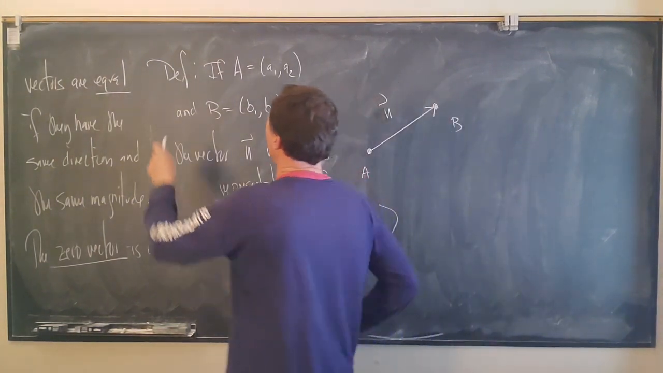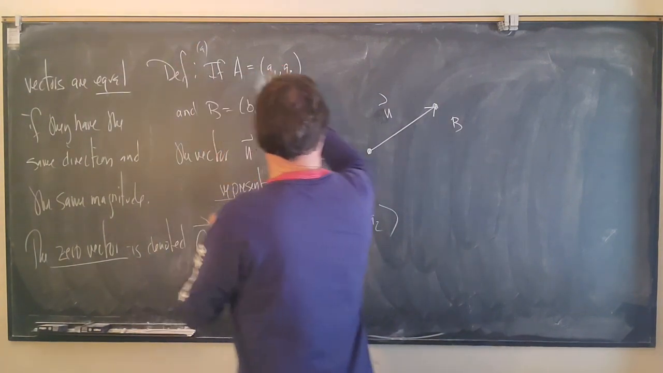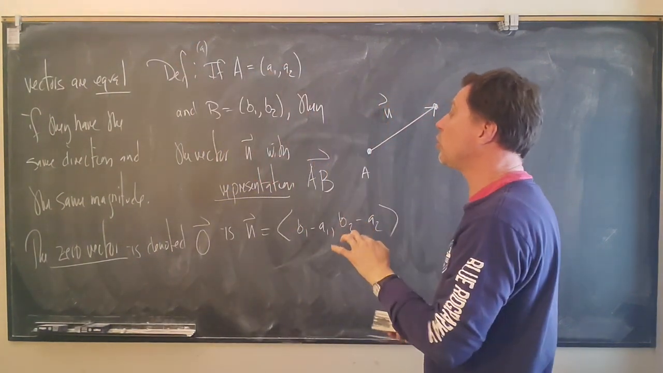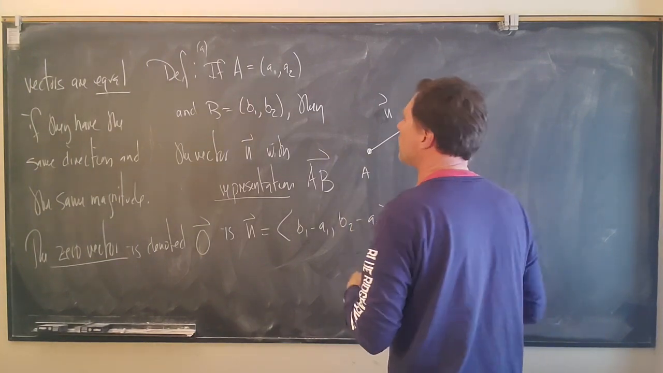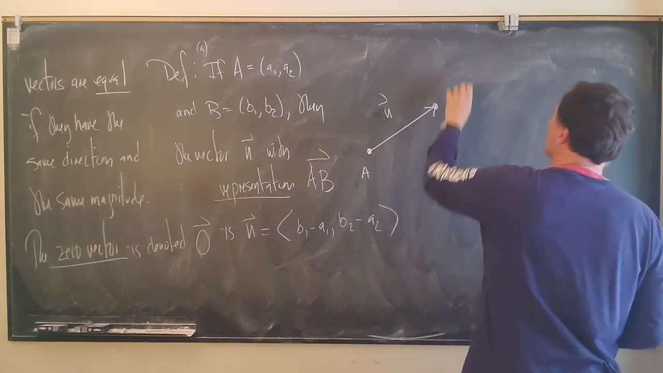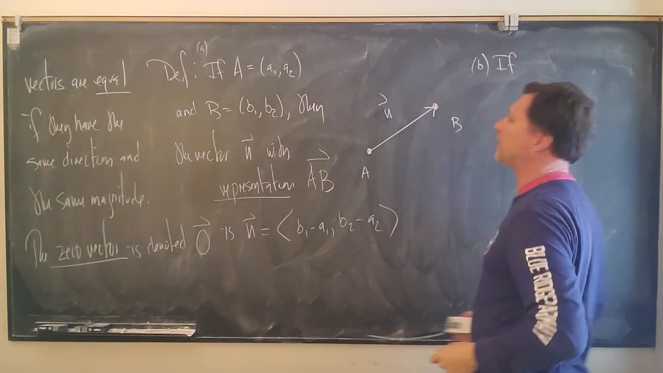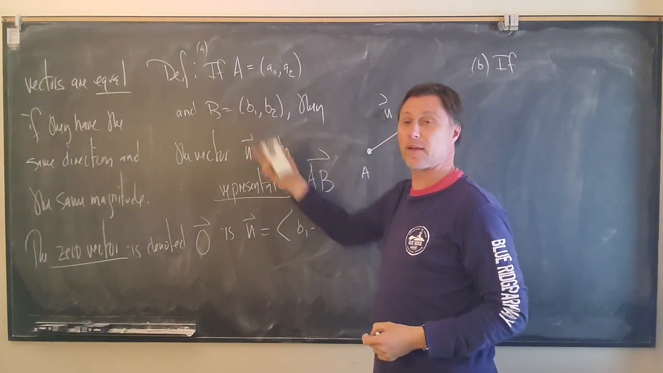I guess I should have labeled this part A, right? This is the formulation when we're working in R2, and so continuing on with this definition, there's going to be a part B that talks about vectors in R3. So part B is going to be all the same words except A is going to have 3 components and B is going to have 3 components.